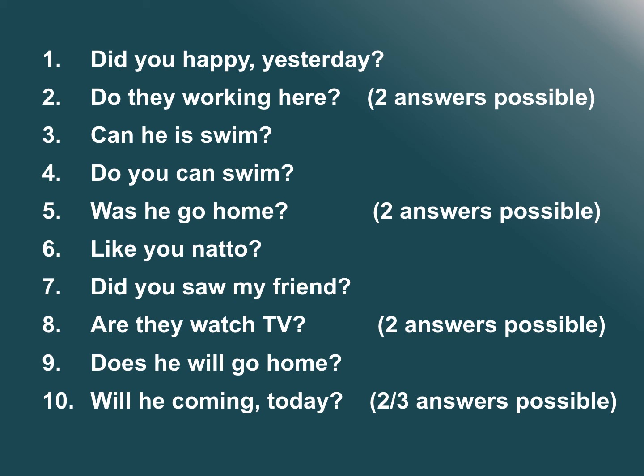The other possible answers I'll tell you right now. Number 2, are they working here? It could be in the present progressive tense. Number 5 could be past progressive. Was he going home? Number 8 could be present progressive. Are they watching TV? And number 10 could be, is he coming today? Using present progressive for a purpose or future activity. And even, does he come today? But that's very, very formal, not normal for daily conversation. Let's move on.